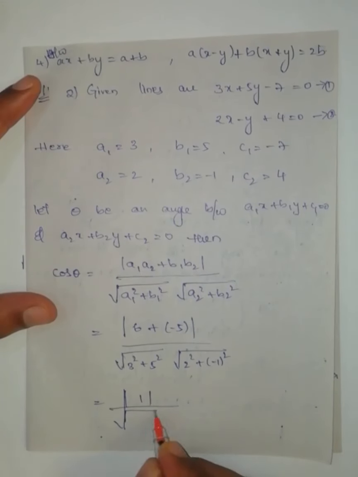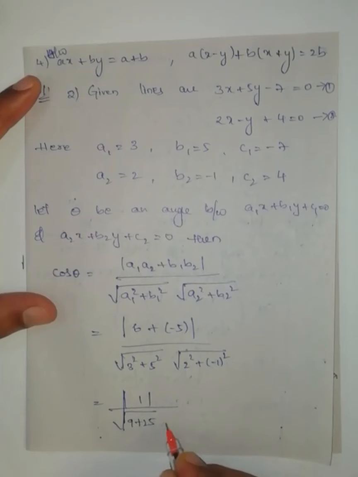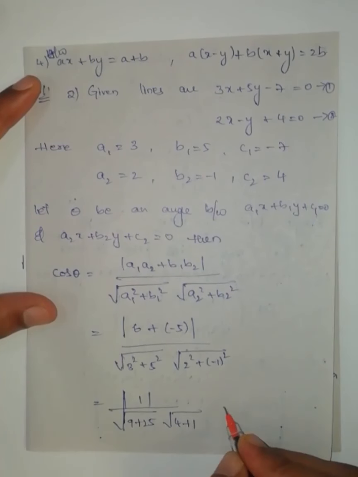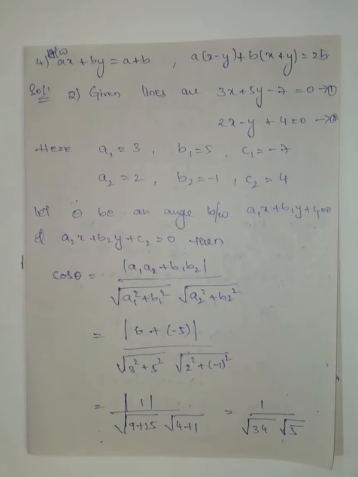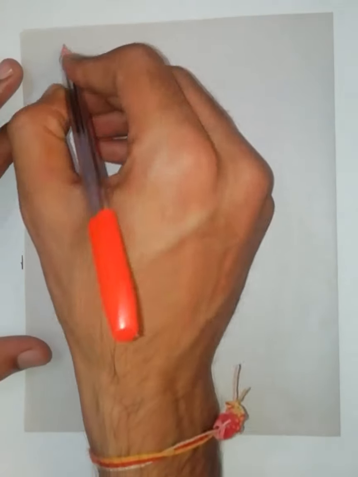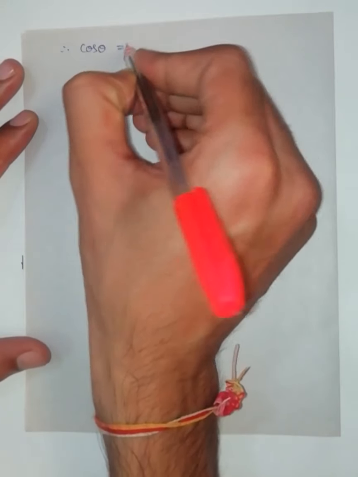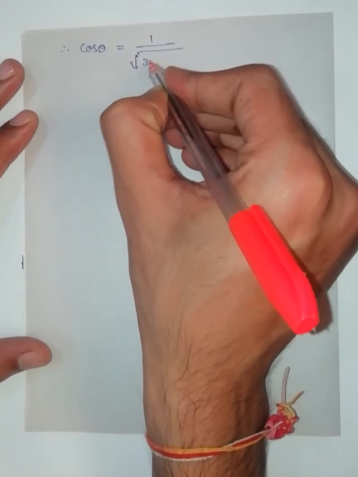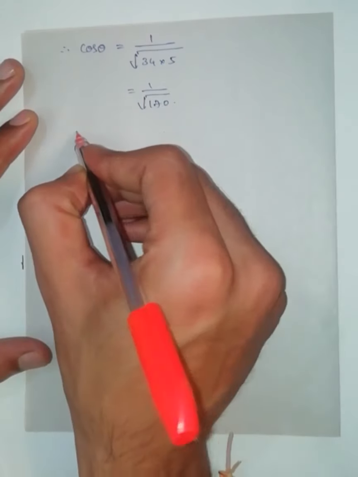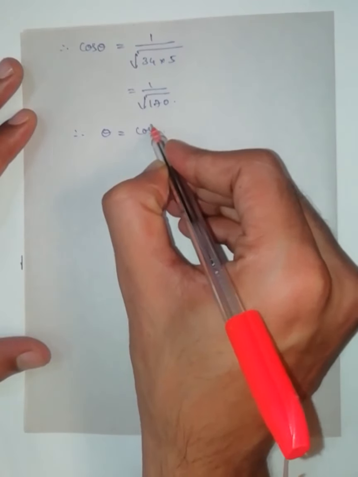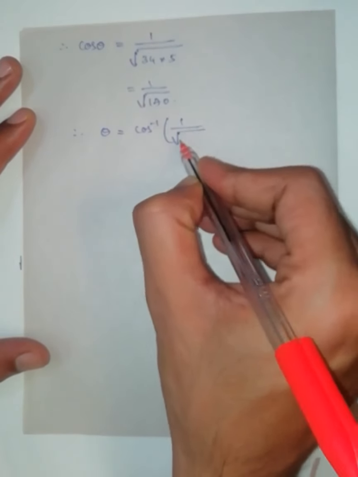Nothing but 6 minus 5 is 1 by under root 9 plus 25 into under root 4 plus 1. Modulus of 1 is 1 by under root 34 into under root 5. This can be written as cos theta is equal to 1 by under root 34 into 5, which is nothing but 1 by under root 170. Therefore, theta is equal to cos inverse 1 by under root 170.